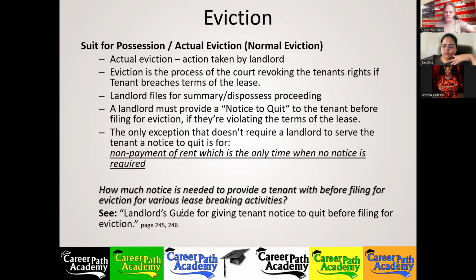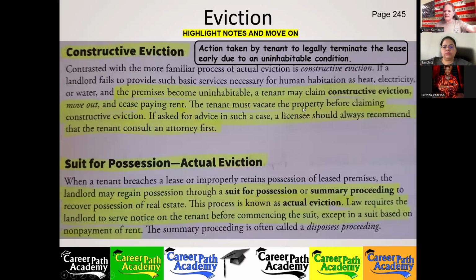So now, how much notice is needed for the landlord to provide to the tenant before filing for lease evictions for other reasons? Well, on another slide I'm going to have here, the landlord's guide for giving tenant notice to quit before filing for eviction. Yeah, I know that's wordy, but that's the only explanation I could come up with. If you got a shorter one, then that's great. Write it there above page 245 and 246 where that guide is. All right, we'll get to that in just a minute.